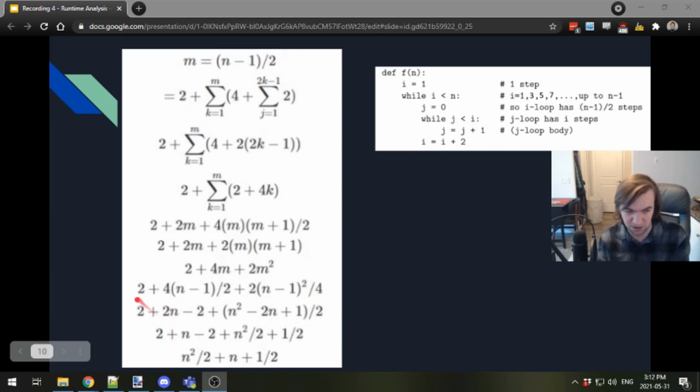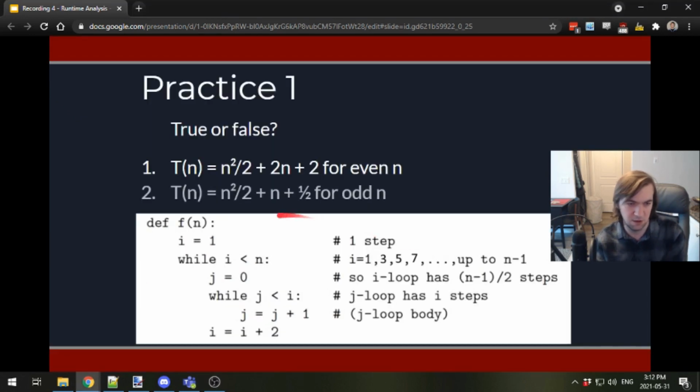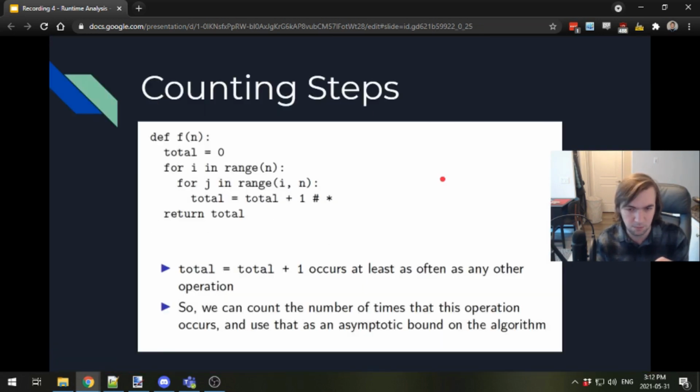And then how many positives? We got plus 2, minus 2, plus 1 half. So this and this cancel out. So we are left with a positive n squared over 2 and a half, which is n squared over 2 plus n plus a half. And if we go back over here, look at that, n squared over 2 plus n plus a half for our odd n. Is the top one correct for even n? I'll leave that for you to try out, and we'll talk about it in the class.